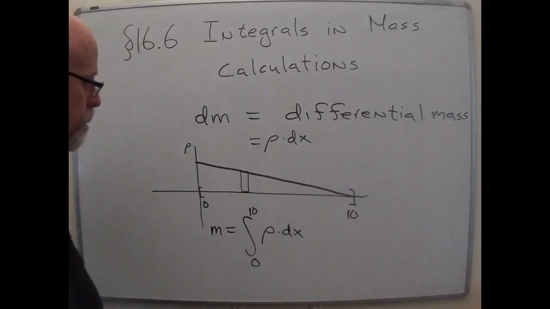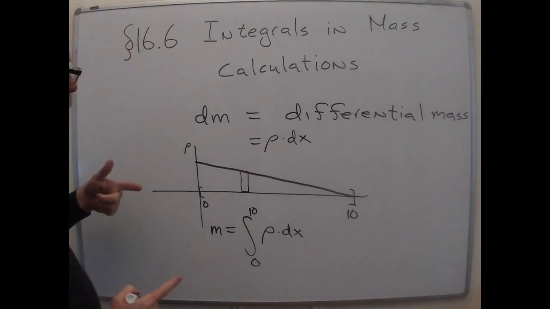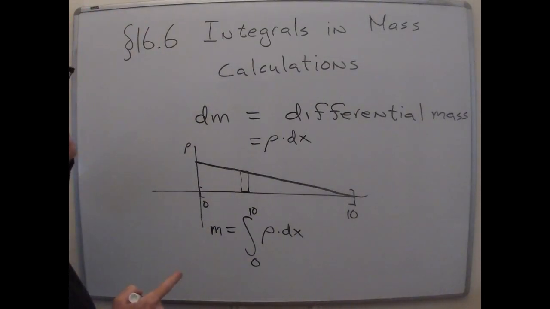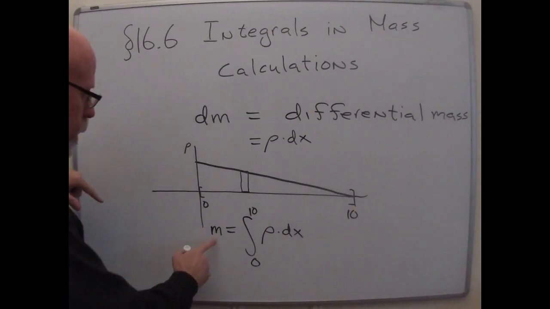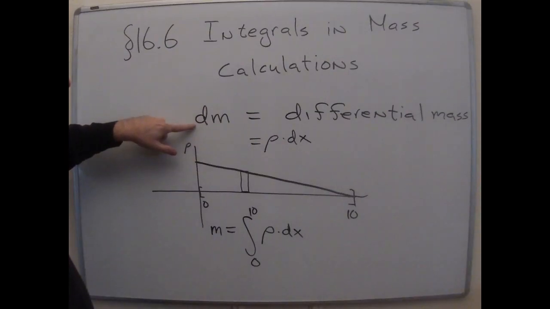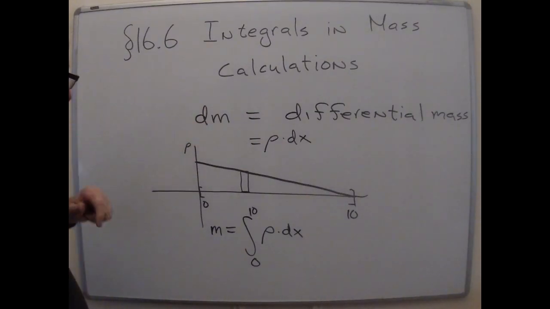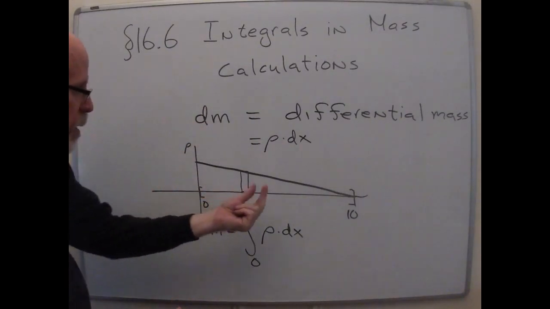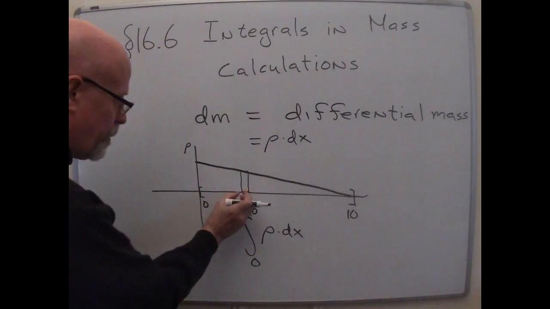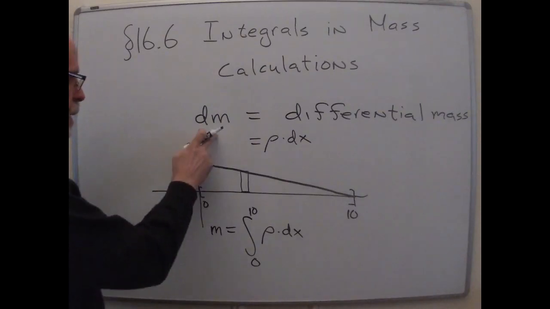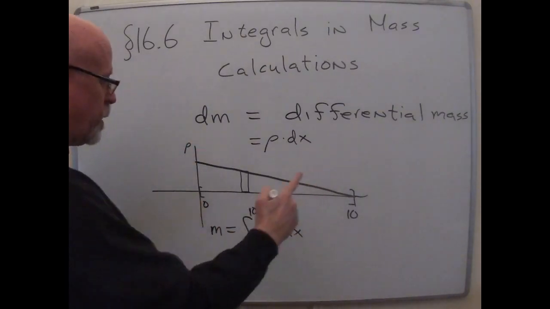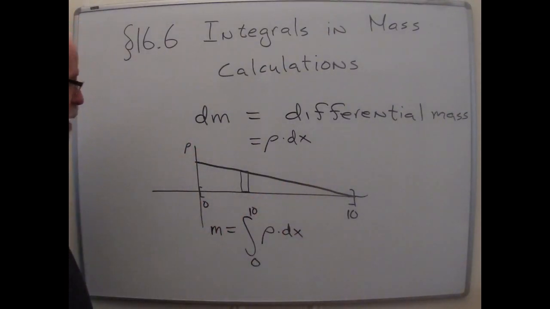I'm trying to get you used to the zen of this: if you need to get a quantity, you integrate the differential version of that quantity. So what is the tiny little bit of mass that each microscopic part of the length of this thing contributes? That's dm. When we add up all those infinitesimal pieces, we get m.